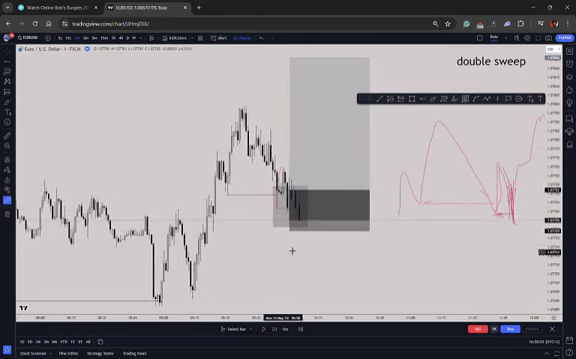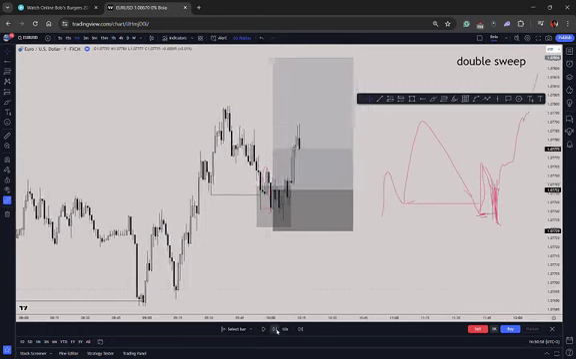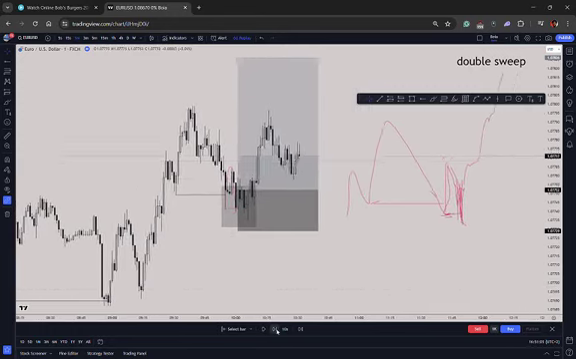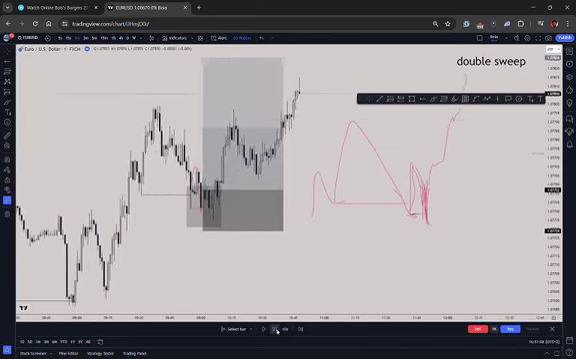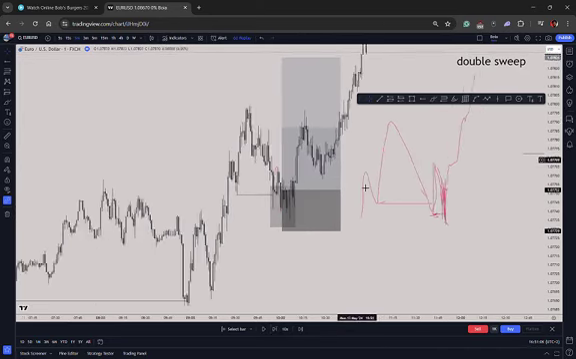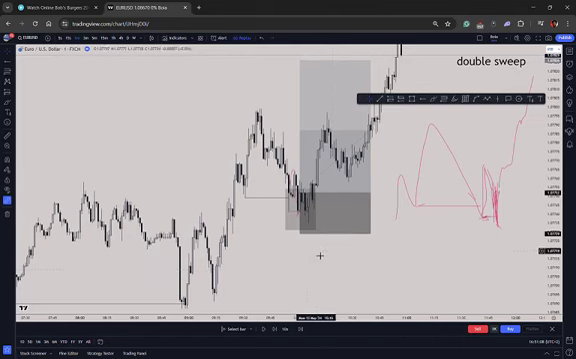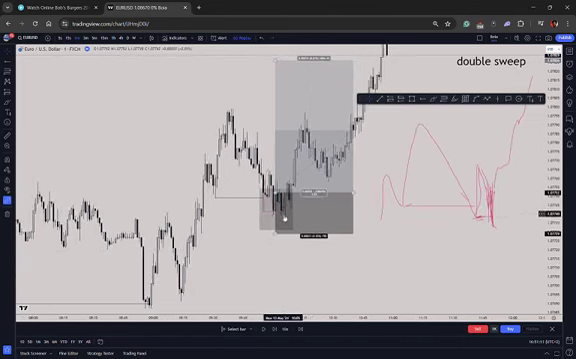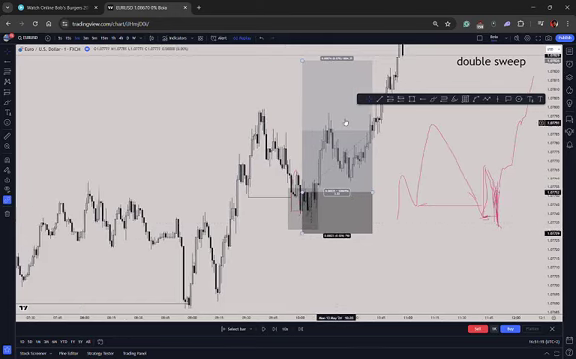Price came down for the third time, giving us a third sweep in this scenario, and then immediately rejected from that double sweep away from that region. TP. Now, the idea is that most times, or a lot of these scenarios, price won't go for a third sweep. But in this case, there was a third sweep before price started moving away from this point of interest.